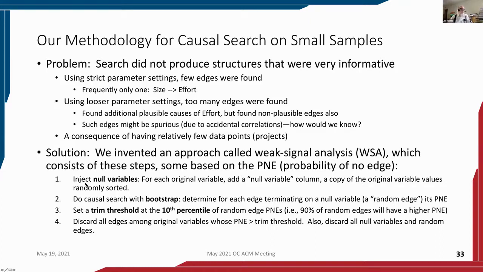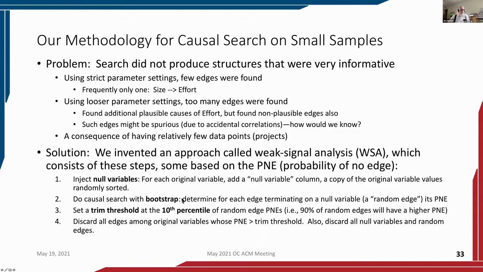But first, we're going to add something called null variables. For each original variable, which is one column of the data, we're going to add a null variable column. It's a copy of the original, but randomly sorted. So this is really meaningless data. The null variables are meaningless because they're sorted into random order.